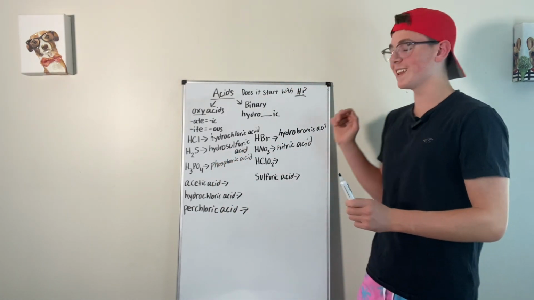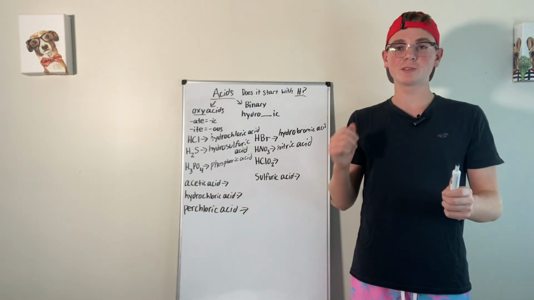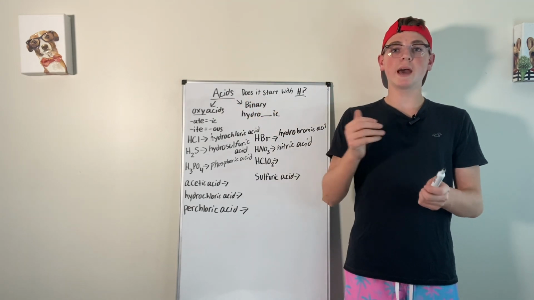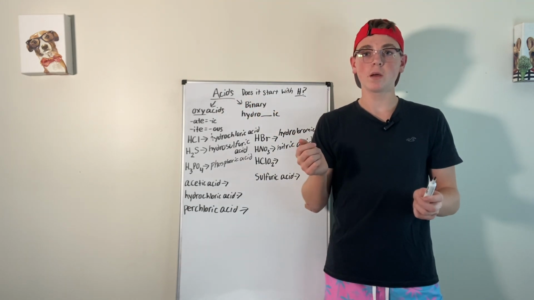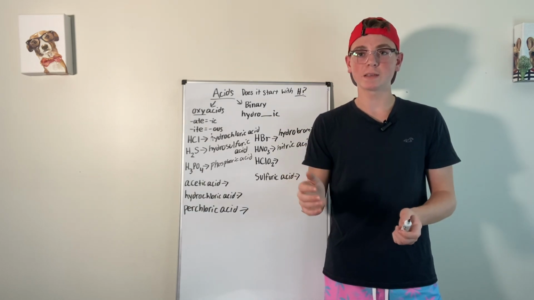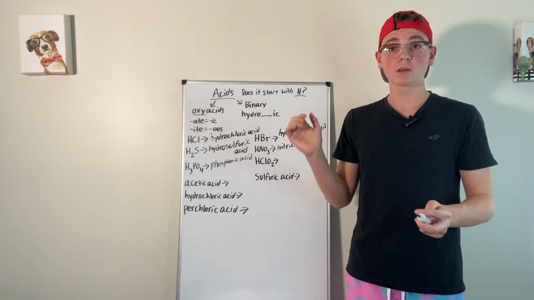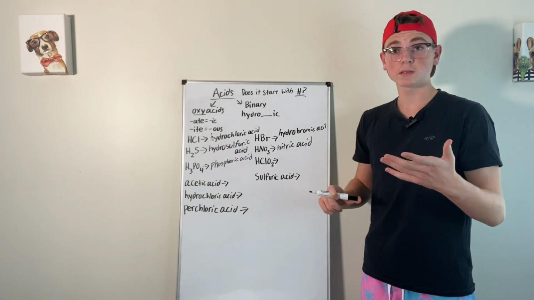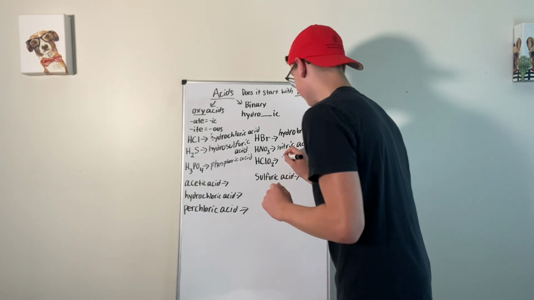Okay, and then HClO2. Again, we're just changing the ending here. So ClO2, what is that? Well, that is chlorite, and ite goes to ous. So we are going to say this is chlorous acid.